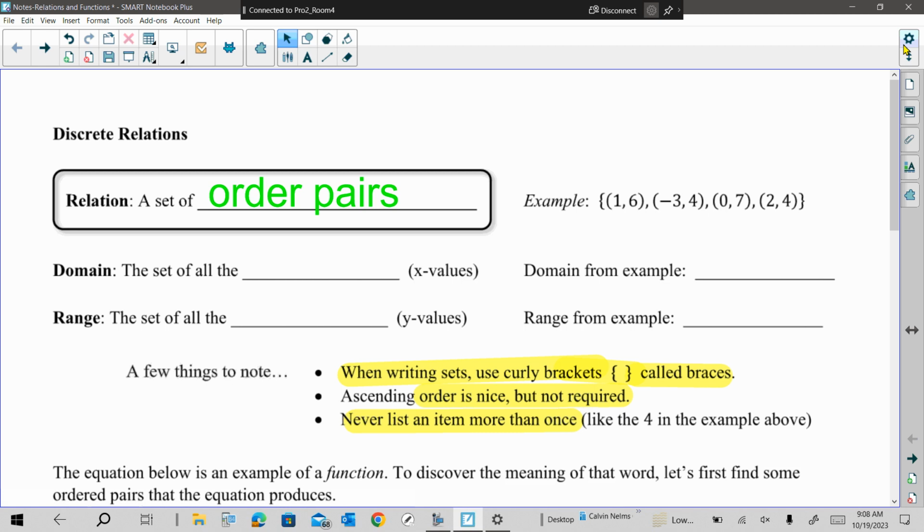Okay, guys. First thing, a relation is a set of ordered pairs. Set of ordered pairs. Fill in that first blank. Please fill in the first blank.